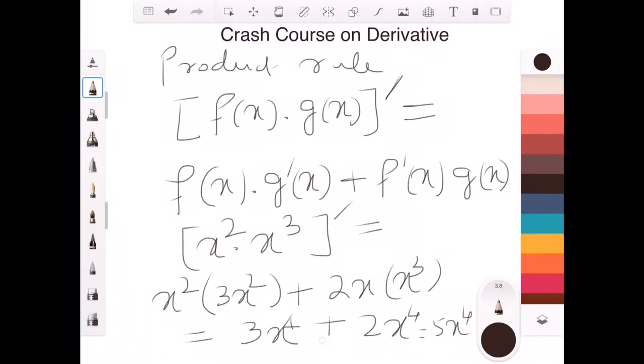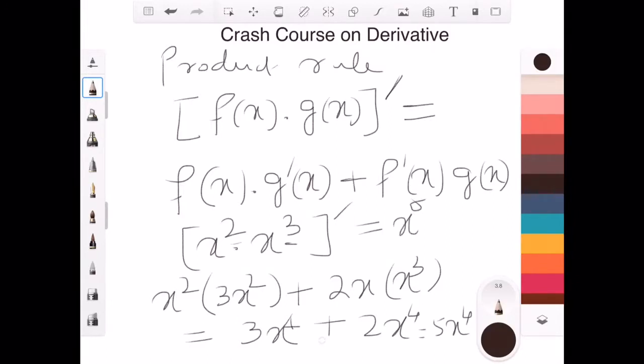Very interesting. If you see here, the product of x square and x cube is nothing but x to the power 5. I could have also written this as x to the power 5, and this could have been 5x to the power 4 straight away, but just for demonstration purposes I took this example.